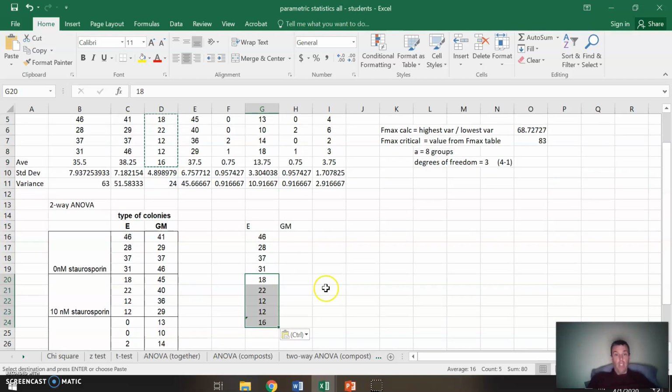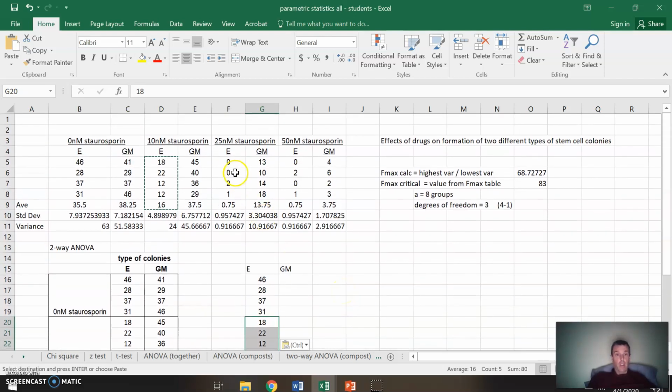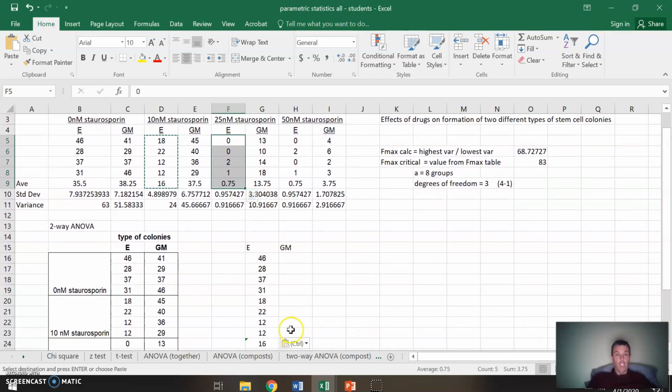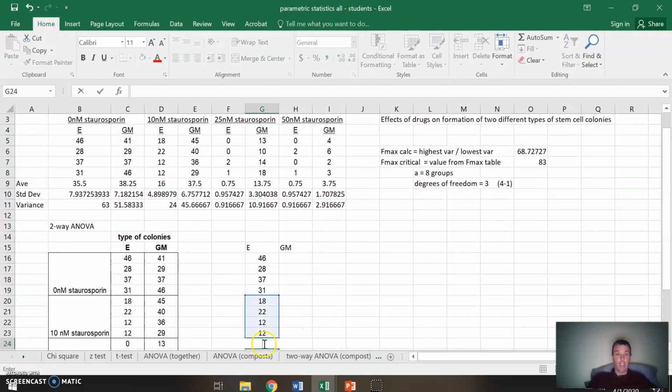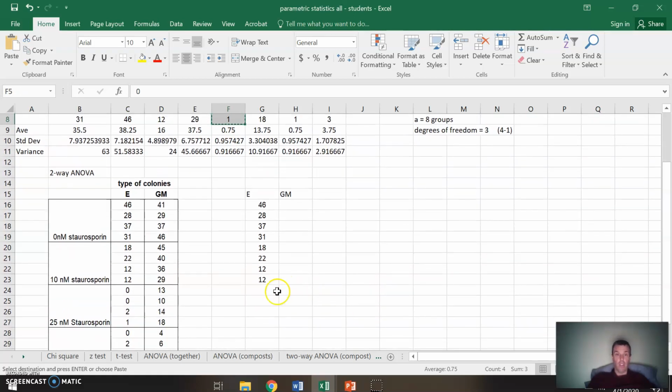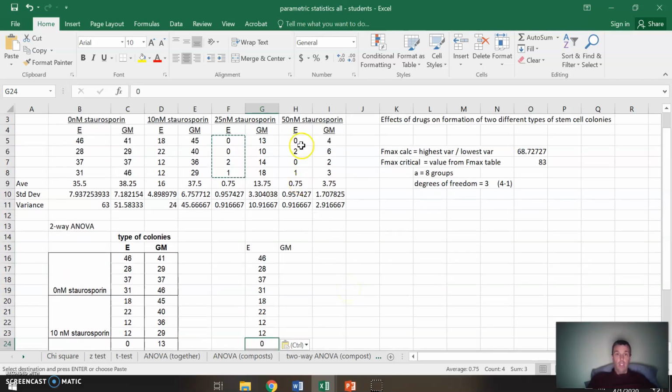So I have to put my E from 10 right below that, and then my E, and I have to make sure that I'm not accidentally including the average. I almost made that mistake right there. I'm only including the replicates. So I'm going to do the next 4 for the 25, and I'm going to put it right underneath that, and then I'm going to do these last 4 here.